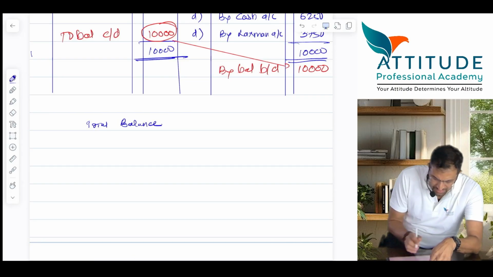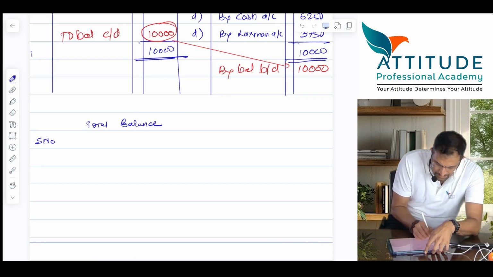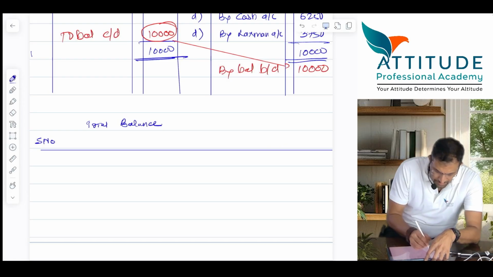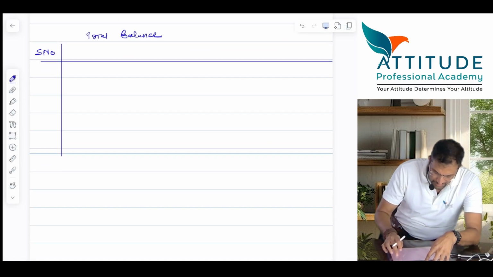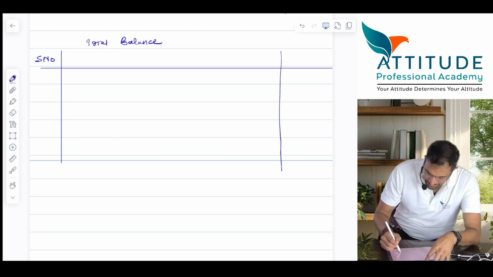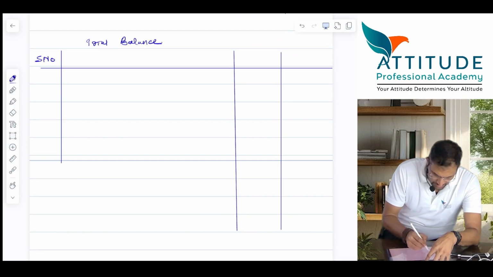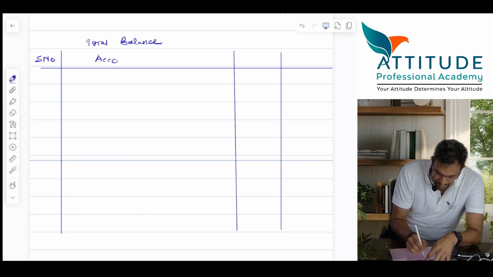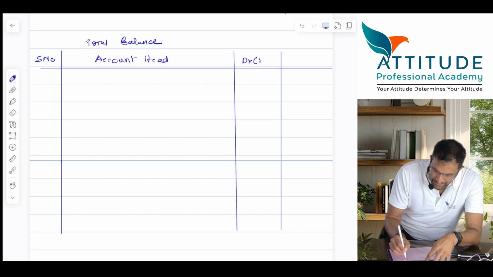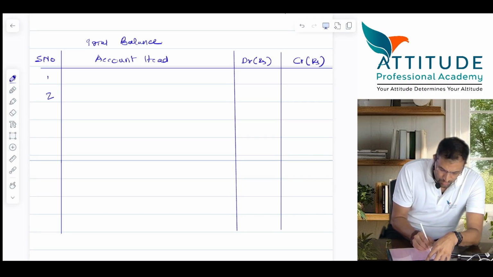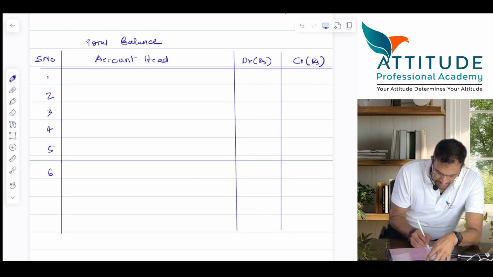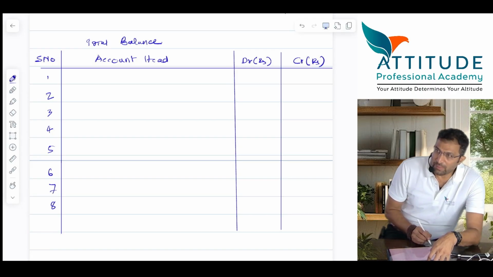Now, in trial balance, you have serial number, account head, debit rupees, credit rupees. It will give you a summary. 2, 3, 4, 5, 6, 7, 8. 8 accounts are there. You tell me what is the first account?